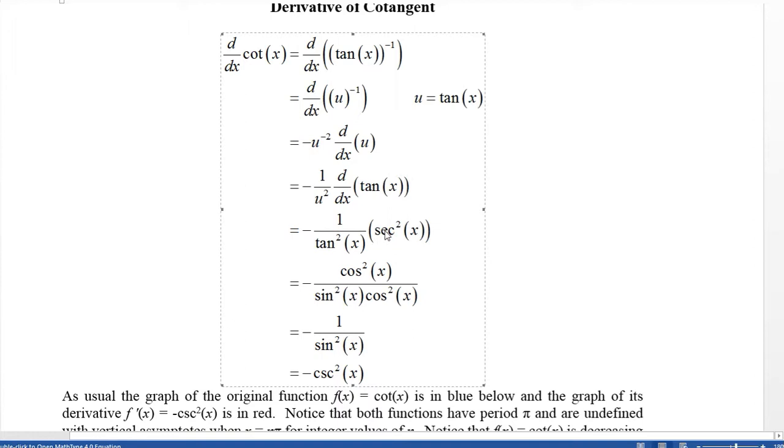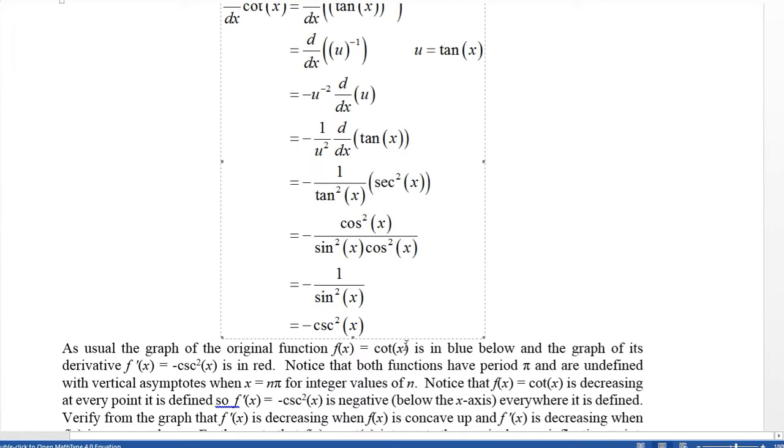So let's write everything in terms of sines and cosines and then see what we can do with that. Tangent of x is sine over cosine, so 1 over tangent of x would be cosine over sine, but it's squared, so it would be cosine squared in the numerator and sine squared in the denominator. Secant squared is 1 over cosine squared, so these two cosine squared of x cancel, and you get minus 1 over sine squared of x, which is the opposite of cosecant squared of x.